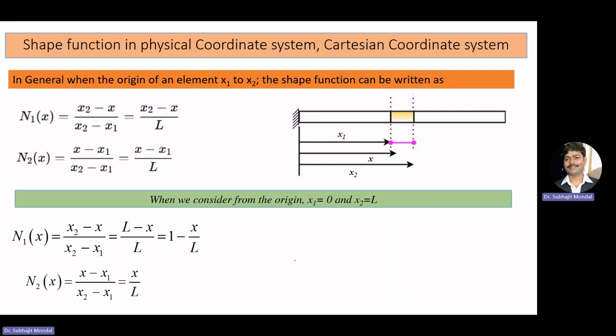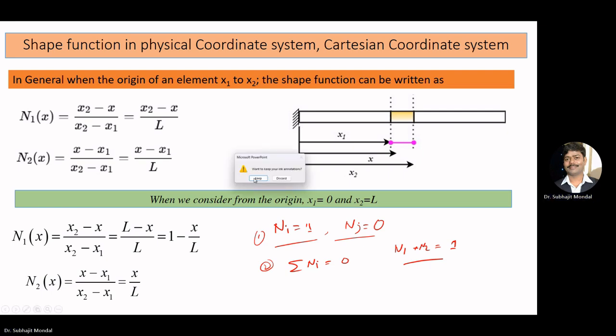Now, if we look at the properties of the shape function, we will observe that the value of the shape function will be 1 at a particular node, and at the same time the value of the shape function will be 0 at the other nodes. The next property is that the sum of the shape functions will be 1. For example, if you have two shape functions N1 and N2, then the sum of the shape functions will be 1. These are the major properties of the shape function we use in FEM.